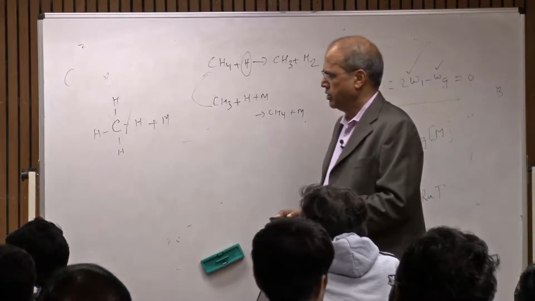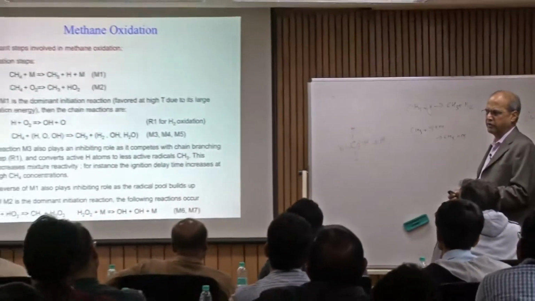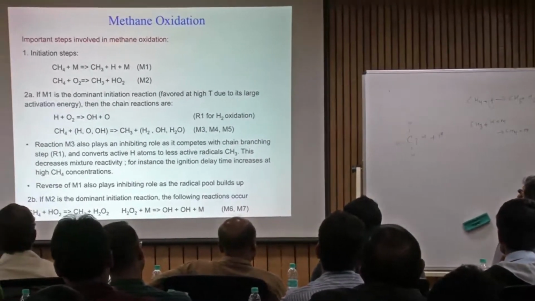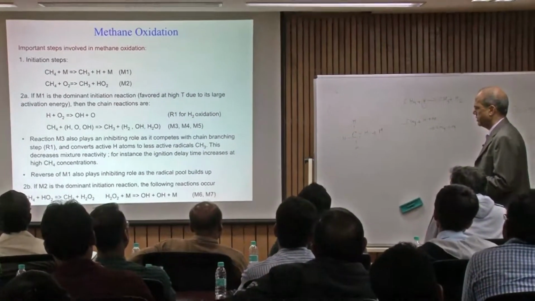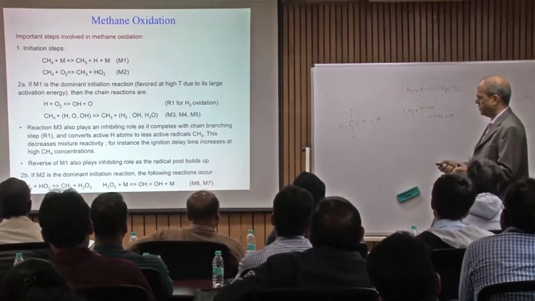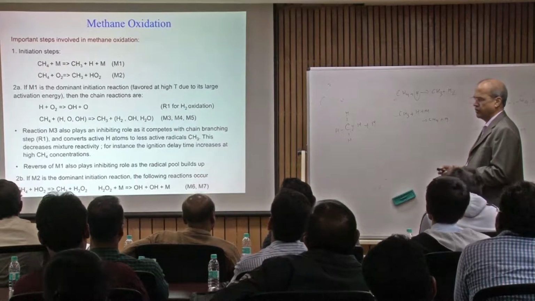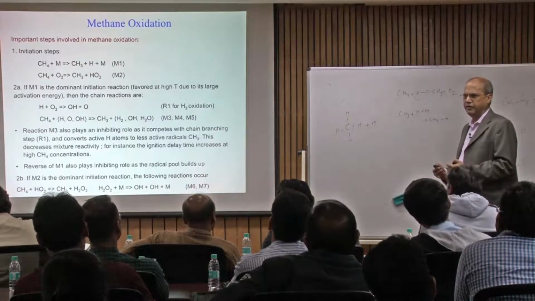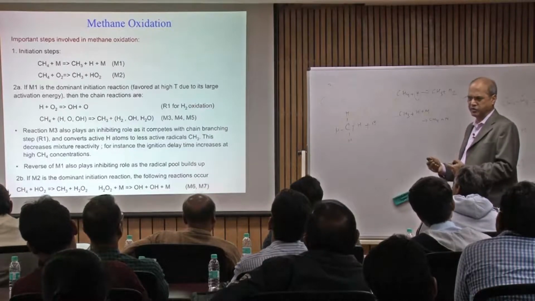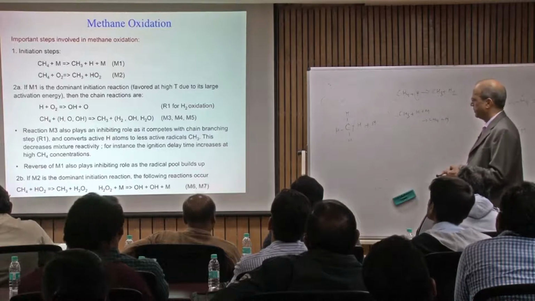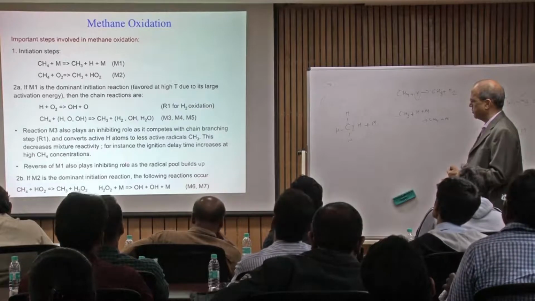This is quite evident if you have a high concentration of methane, then the ignition temperature is very high for methane. This is again a lower temperature chemistry effect. If you have a flame, the flame speeds for hydrocarbons and methane are very similar. So at high temperature you do not see that. So this reaction M3, and the reverse of M1, also play an inhibiting role.